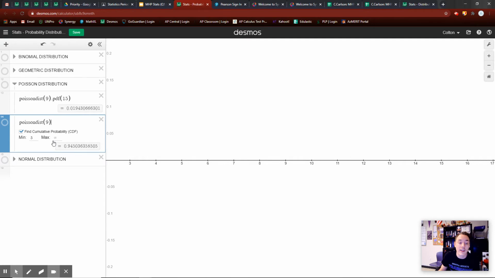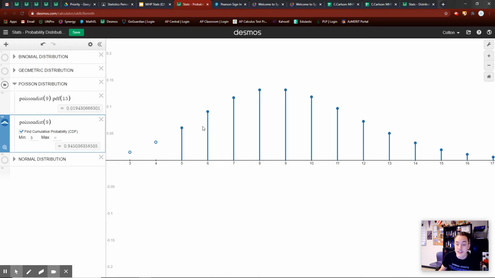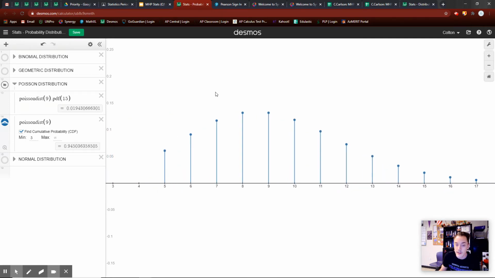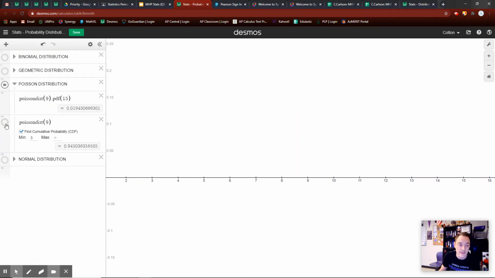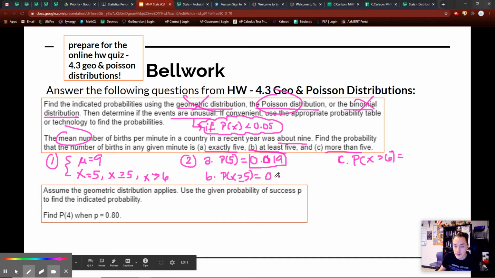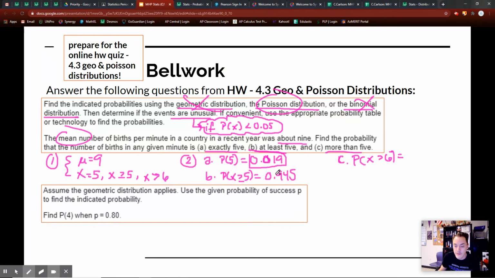0.945. I want to leave it at infinity, so it counts that as it goes 5, 6, 7, 8, 9. It goes on forever, but it's still a min of 5. That's greater than 5 right there. It looks like this, and it goes down forever and ever. Okay? Sweet. Okay, so 0.945. And now I want greater than 6.